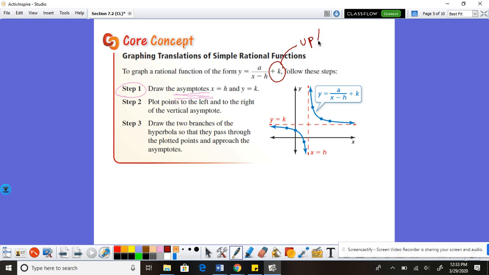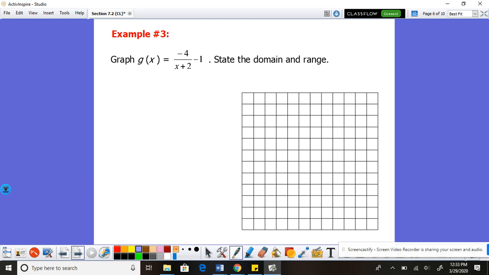This is up or down. If it's plus a number, it's up that number. If it's minus a number, it's down that number. And then this, as you should know, is left or right. Now, please remember, we do the opposite. So if it's minus H, you're going right. If it's plus H, you're going left. Okay, and once again, first thing we want to do is draw the asymptotes. We're going to plot a couple points, and then we're going to connect the points to do that. All right.